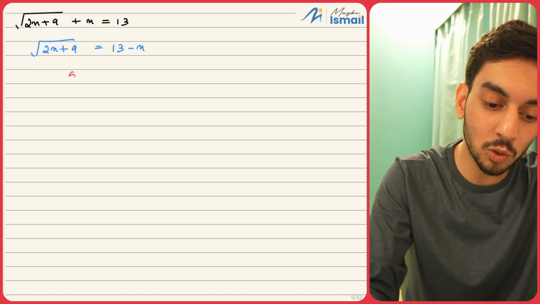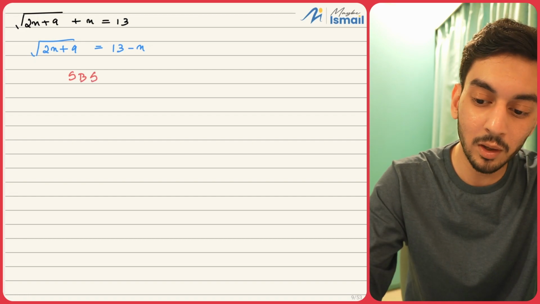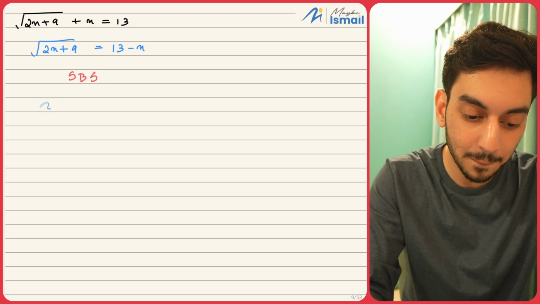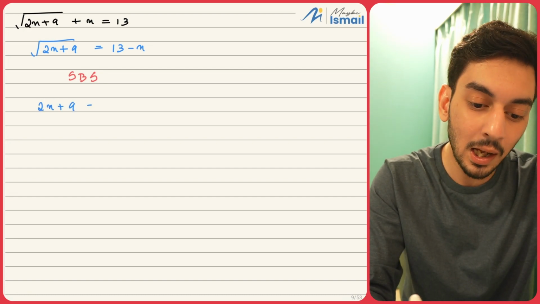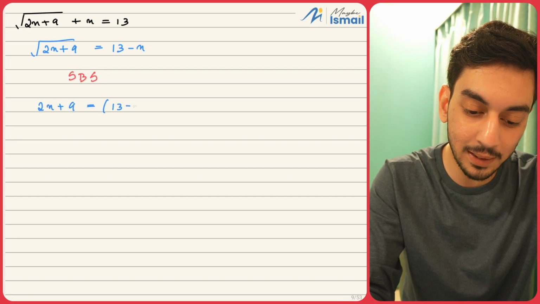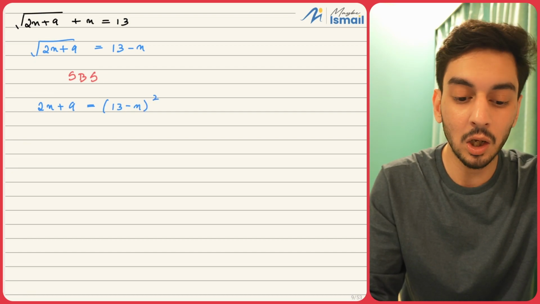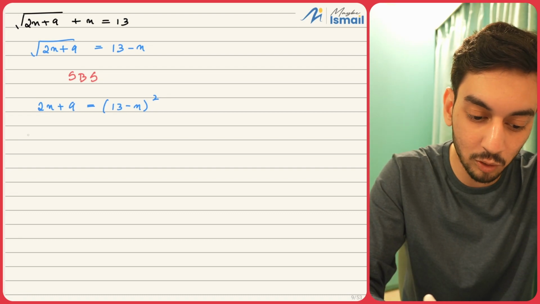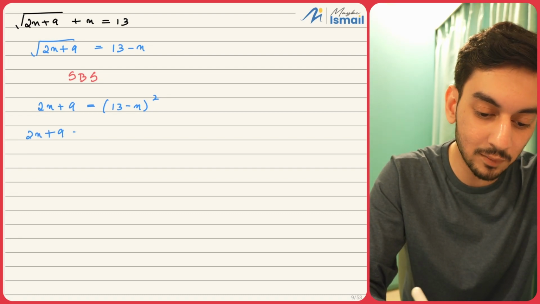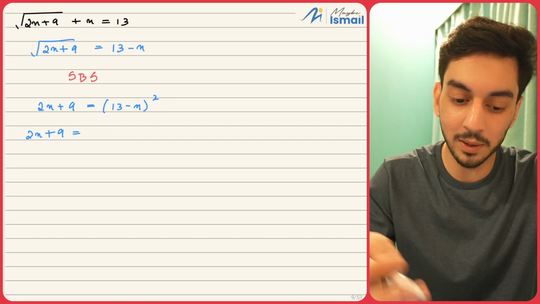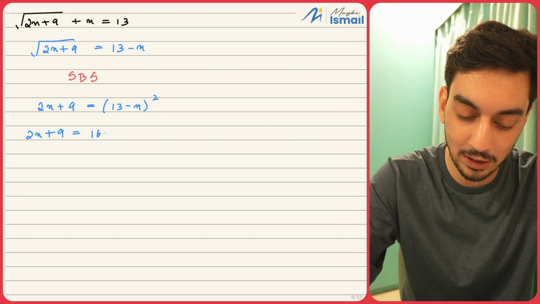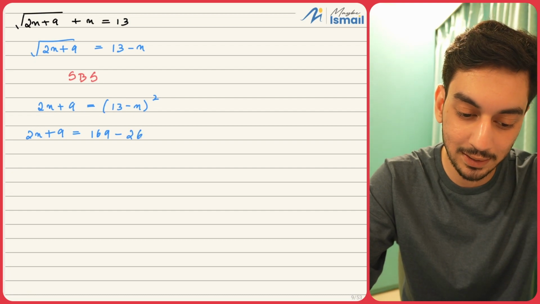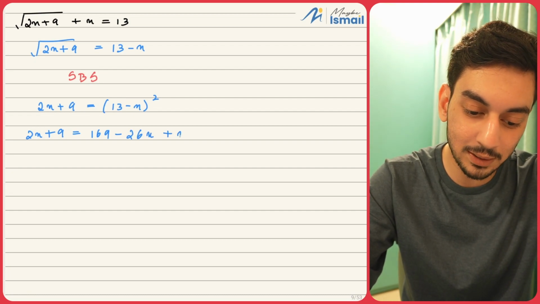Now I'll prefer squaring on both sides. If I square both sides, the square on the left-hand side just goes away. So it becomes 2x plus 9, and I'll get (13 minus x) the whole square on the right-hand side. Over here, I can surely use the expansion formula. It is (a minus b) the whole square, so 2x plus 9 is equal to a square minus 2ab plus b square. So a square, 13 square, is 169, minus 2ab, so minus 2 times 13 times x is minus 26x, plus b square, so plus x square.